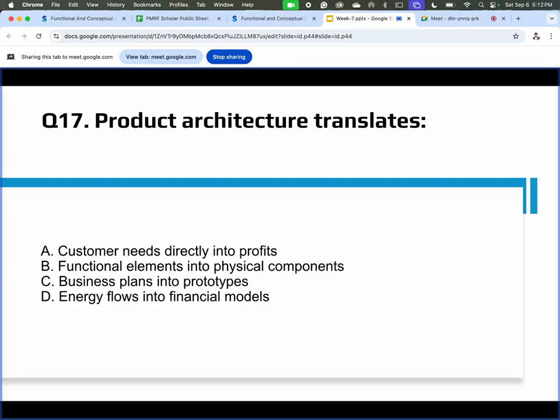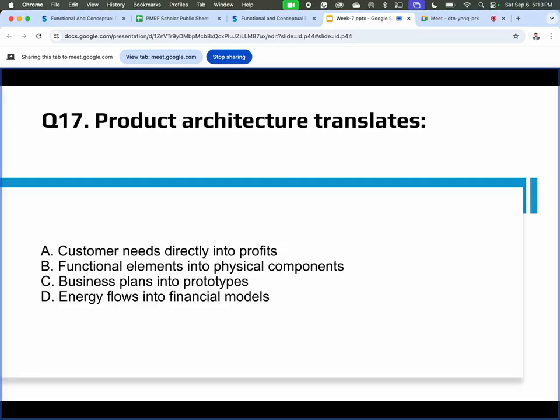So the essence of the product architecture is mapping of functional elements into physical components. For example, the function store energy translates into a battery, while convert electrical to mechanical energy becomes a motor. So this mapping ensures that the abstract functions are realized in tangible form.